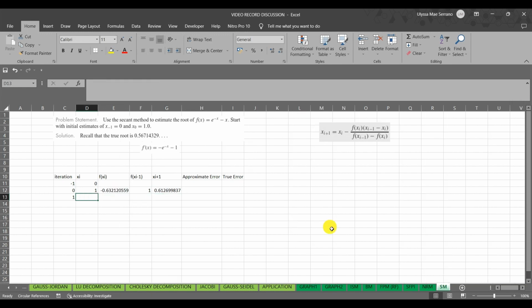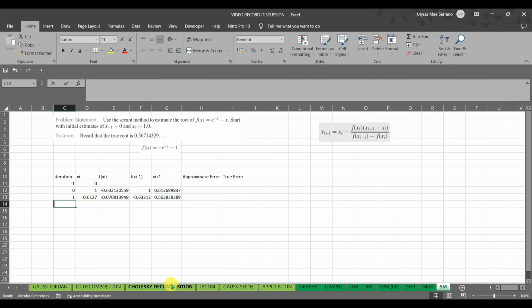For the value of x sub i at the first iteration, or simply the x sub i plus 1, we are going to use the value of x sub i plus 1 calculated at the 0 iteration. And for the function of x sub i, we're going to use now the calculated value of x sub i at the 0 iteration. And for the function of x sub i minus 1, we're going to use the value of x sub i at the 0 iteration. Applying the formula, we will now have here the value 0.5638.